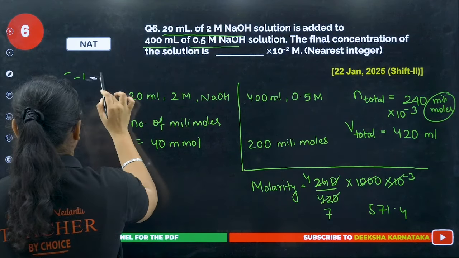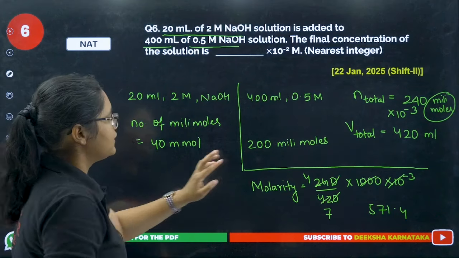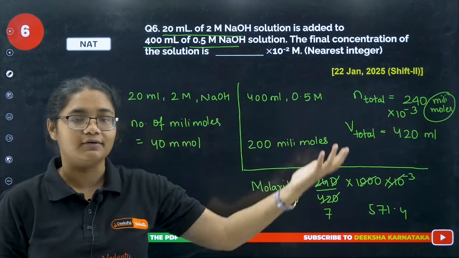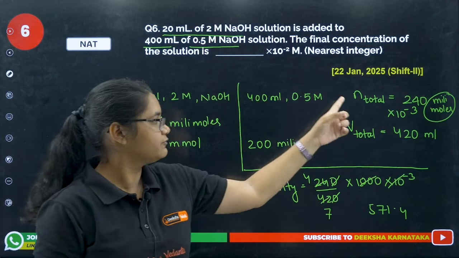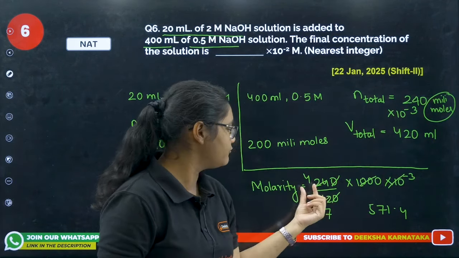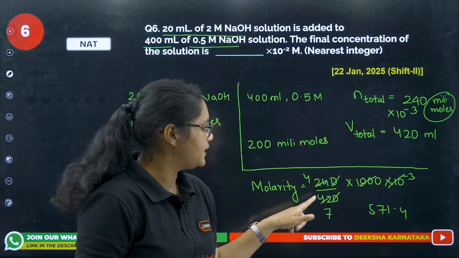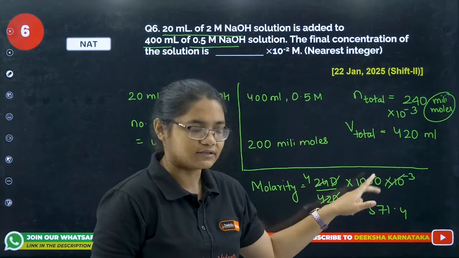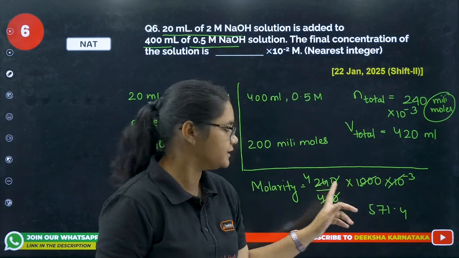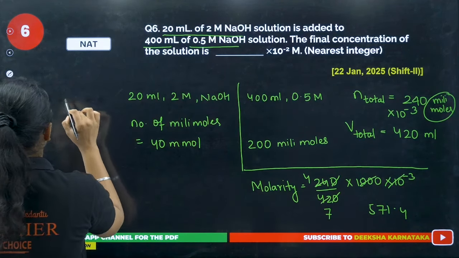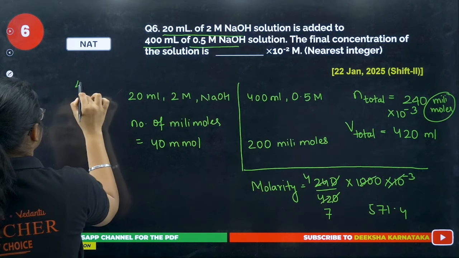Okay. I hope you are getting it. Once again, see here. The total millimoles was 240 millimoles, but I have to convert them into moles. So 240 millimoles to moles is 240 into 10 to the power of minus 3 moles, then divided by volume. Since the volume is in ml, you are multiplying this by 1000. So this 1000 will get cancelled. So I am just left with 4 by 7. So I have to do here 4 by 7. I hope this is clear.